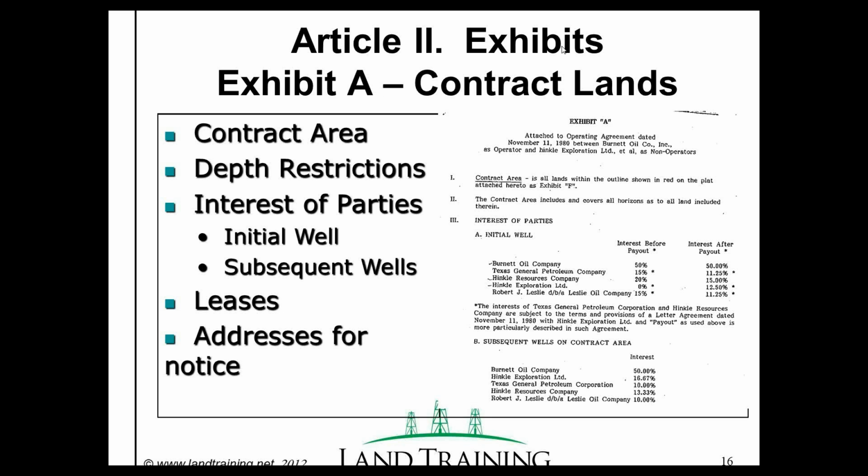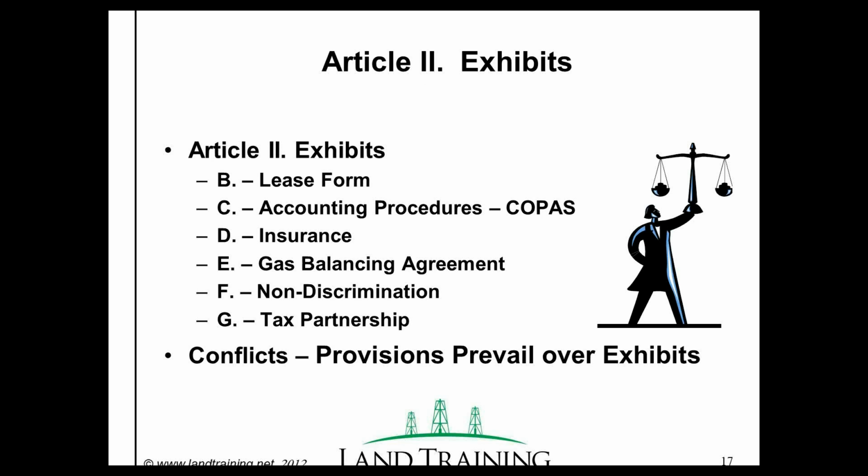So Article 2 talks about exhibits, and the first exhibit that it covers is Exhibit A. That's where the critical information is about who owns what percentage. Also in exhibits, it's going to have what the lease form is. If someone is unleased, we're going to presume they're going to follow the lease form that's attached to the joint operating agreement as Exhibit B.